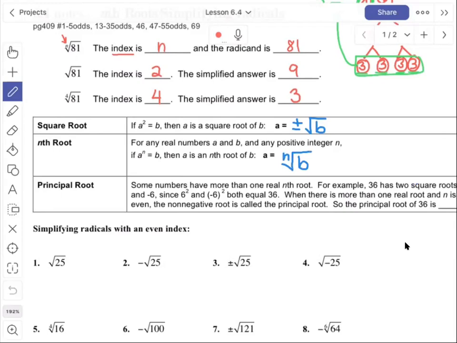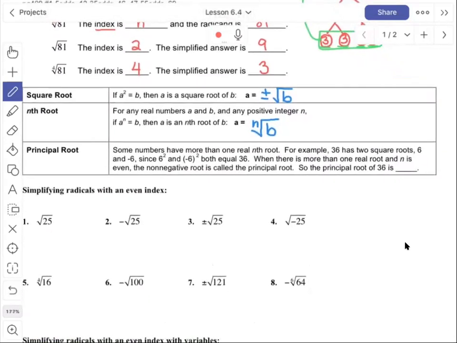All right, now this one kind of trips people up a bit, so focus on this one. Principal root. Some numbers have more than one nth root. So for example, the number 36 actually has 2 square roots. The 2 are 6 and -6, because if you square 6, you get 36. If you square -6, you also get 36. So 36 actually has 2 square roots.